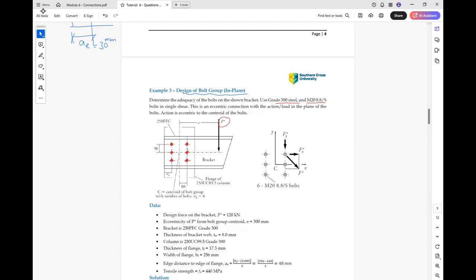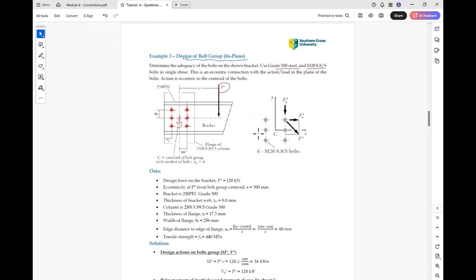So the centroid of this bolt, where is the centroid of this bolt? Here is the centroid, CG. Sorry, here is the centroid. The eccentricity is given and the force is given, everything is given here.